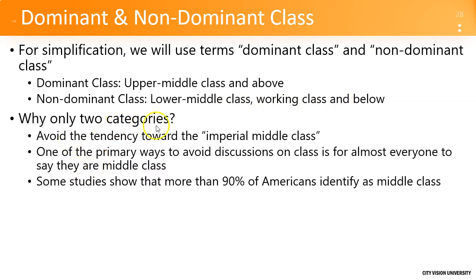So why do I insist on having two categories? Well, one of the tendencies and one of the ways that class assimilation happens is there's a book called The Imperial Middle Class. And the idea is that everyone identifies as middle class. And some studies have shown in the United States, 90% of Americans identify as middle class. That's just not true. But one of the primary ways to avoid discussions on class is for most everyone to say they're middle class.